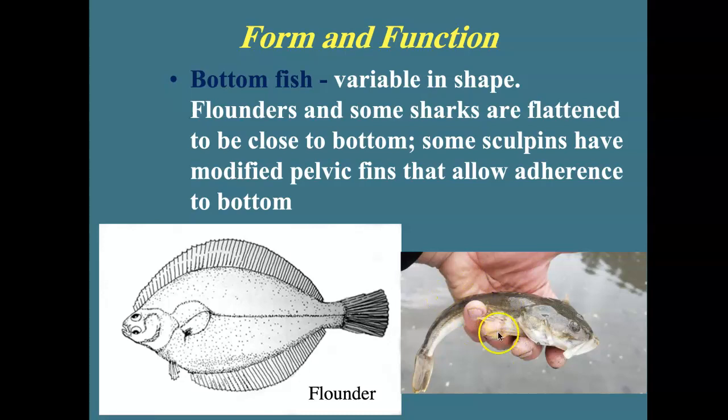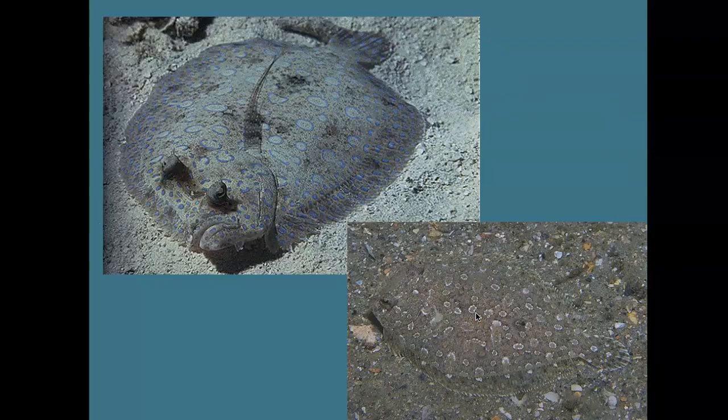But then they'll sometimes have these modified pelvic fins as well that are almost suction cup-like. And those pelvic fins, again, you can't see because the pelvic fins are on the underside here, but those pelvic fins will act kind of like a suction cup to help them suction to the bottom. So here again are your flounders. And so here you have a left-eyed flounder.